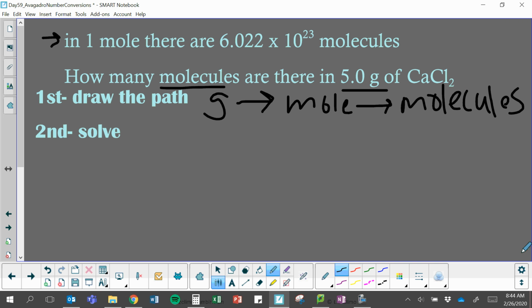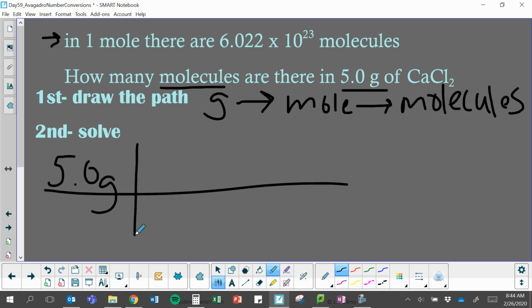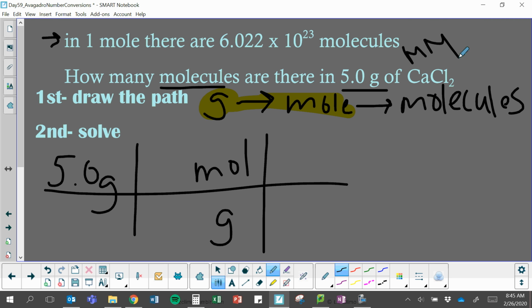So now we're going to solve our problem. So we're starting with 5.0 grams. So we're going to go ahead and write that of calcium chloride. And because our first step is to take these grams and go to moles, that means we want our grams to cancel. So grams are going to go on the bottom, and we're going to first turn them into moles. And if you remember from our last lesson, when we're going from grams to moles or moles to grams, we have to use the molar mass because the molar mass is going to be different depending on the compound that we're using. So we're just going to add them up.